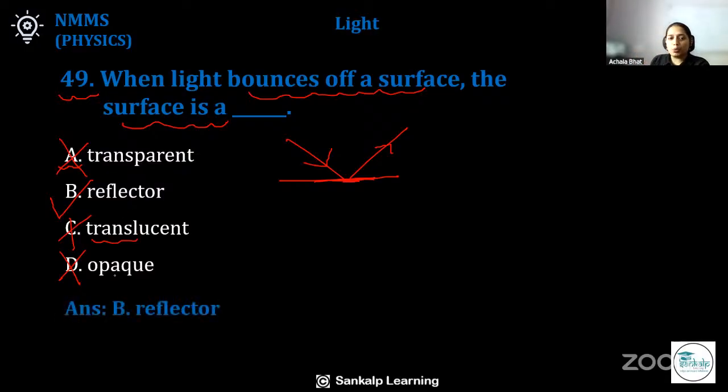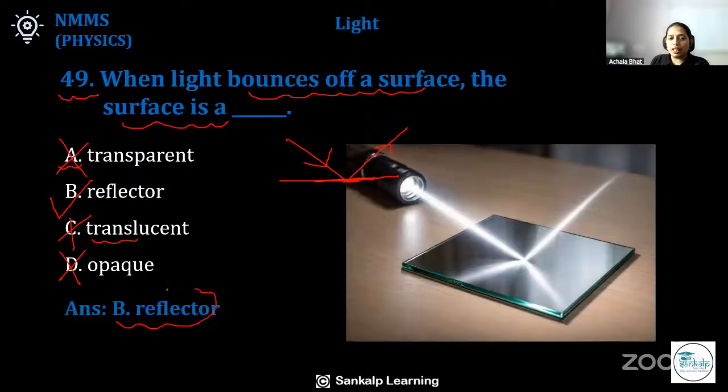Therefore, the correct option is option B, reflector. This is the reflector.